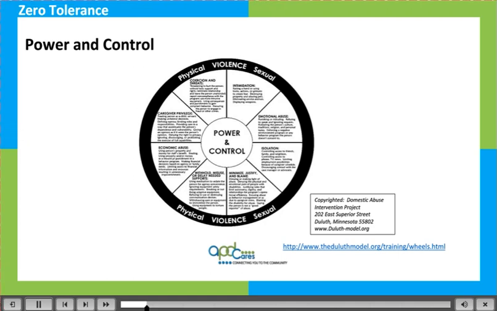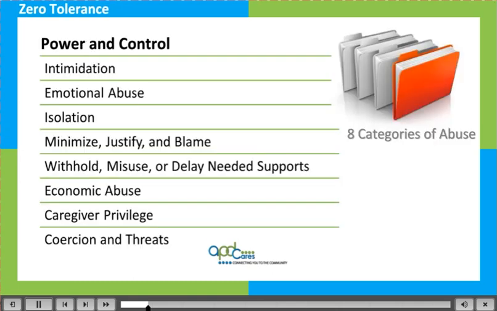Turn to page 29 in the Participant's Guide for a copy of the Power and Control Wheel for individuals with disabilities and their caregivers. The Power and Control Wheel illustrates 8 categories of abuse: intimidation, emotional abuse, isolation, minimize, justify, and blame, withhold, misuse, or delay needed supports, economic abuse, caregiver privilege, coercion and threats.